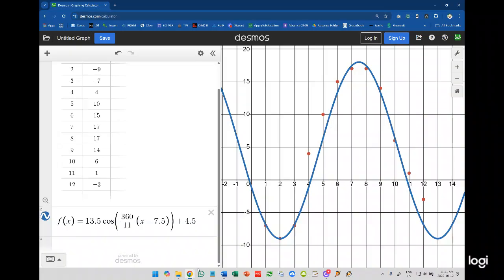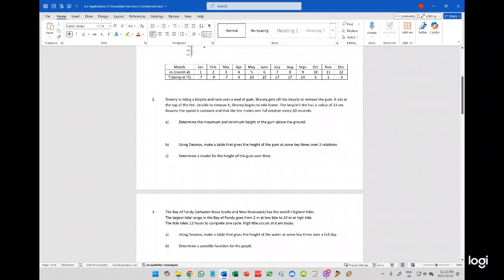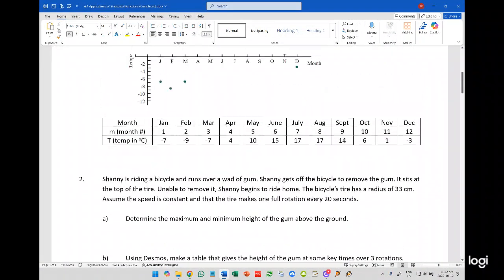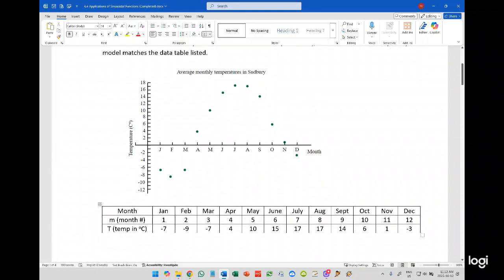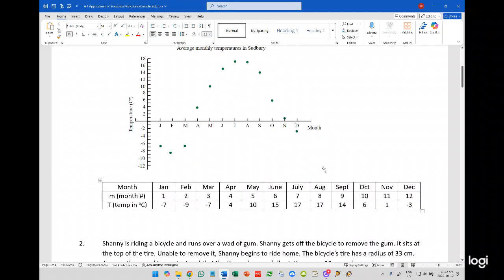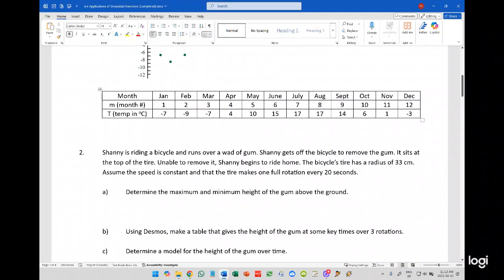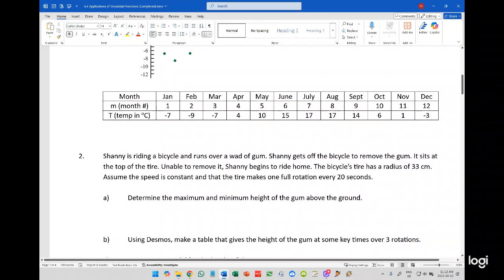All right, going back to our paper. We came up with a model. We did okay. I'm not going to bother writing it down on the paper because we wrote it down in Desmos, and you can copy it off of Desmos if you'd like to. But let's look at question 2.